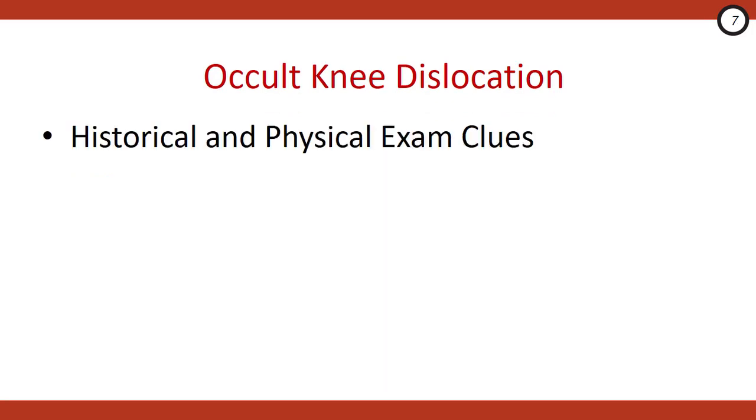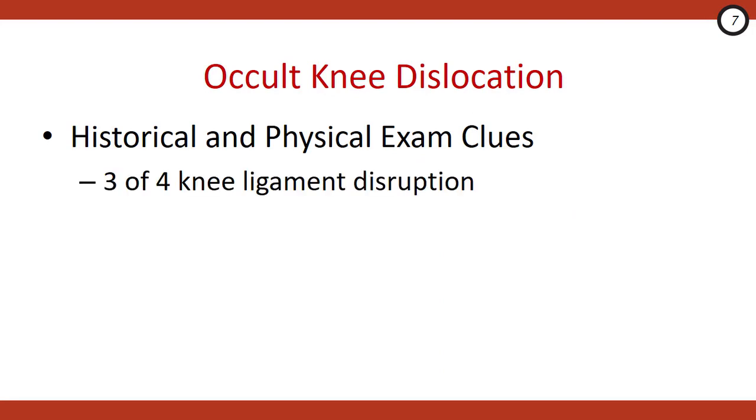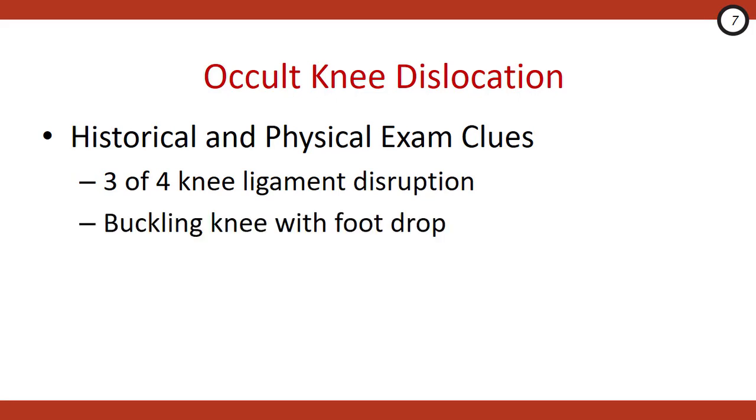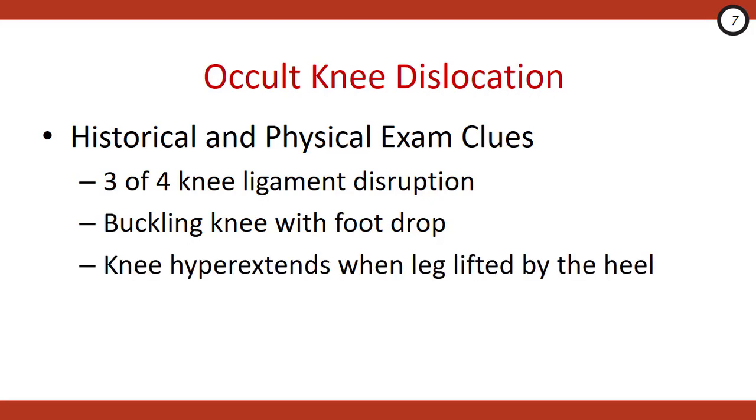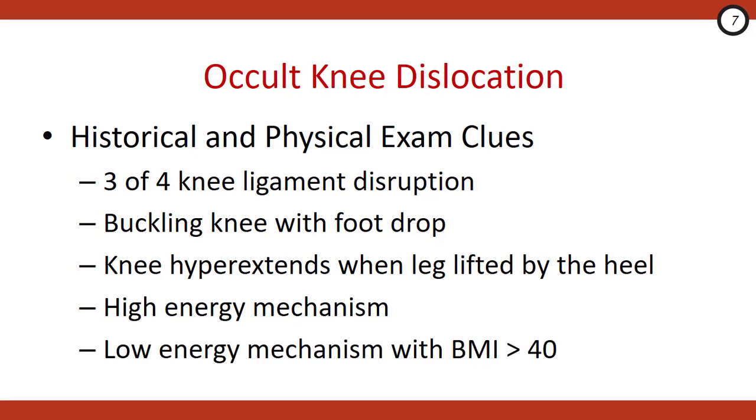Well, some key historical and physical exam clues to consider would be, first off, is there any evidence of 3 out of 4 knee ligament laxity, so ACL, PCL, MCL, or LCL? Second, is there any history of a buckling knee and evidence of a foot drop that would be consistent with a neurologic injury that was possibly suffered during a dislocation? Others would be knee hyperextension when you lift the leg by the heel, or any history of a high energy mechanism like an MVC.